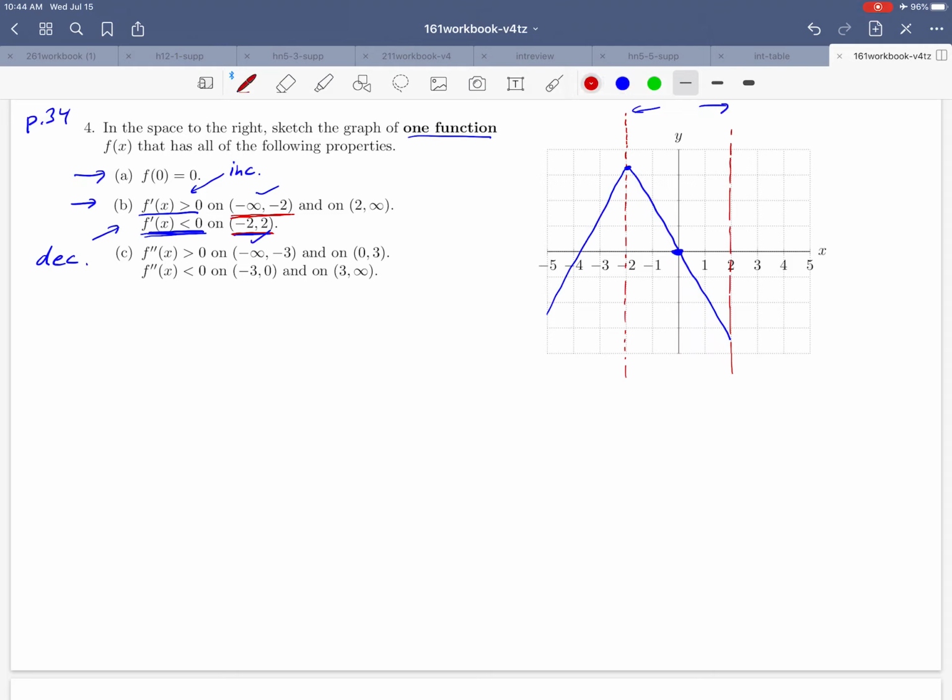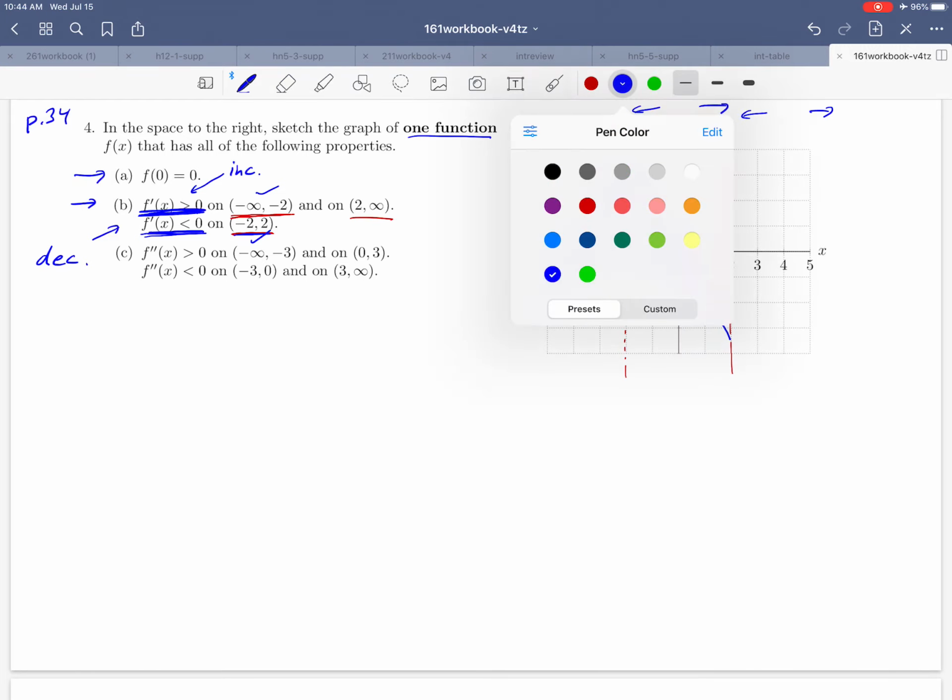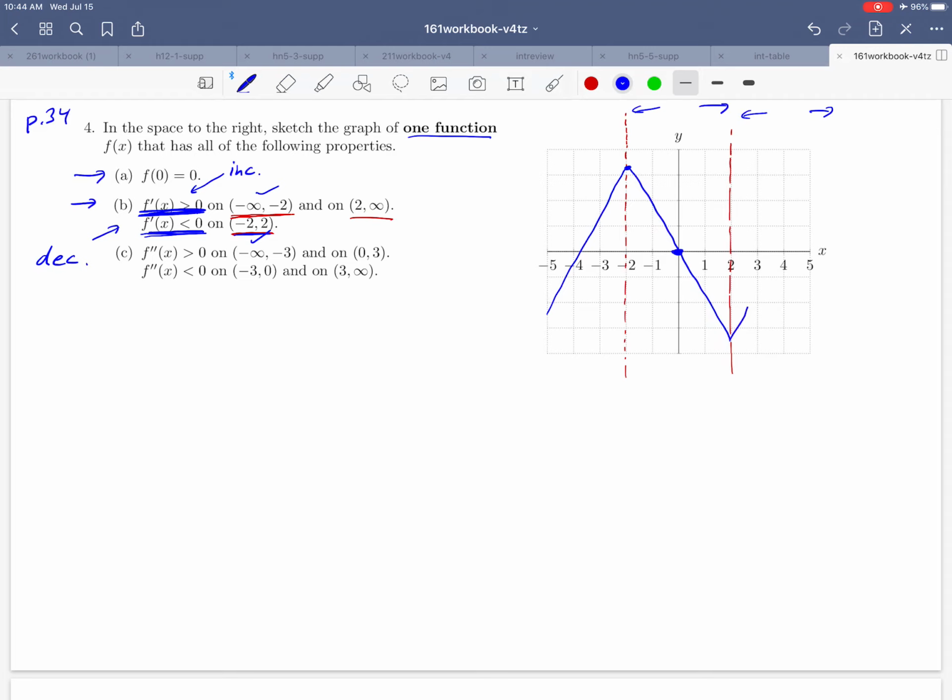And now we're ready to move on to the last one. From x equals 2 to x equals infinity, now we're talking about the part of the graph that's over here to the right. And we can see from the condition that f is increasing. So we want to draw a function that's going up. Maybe something like that.